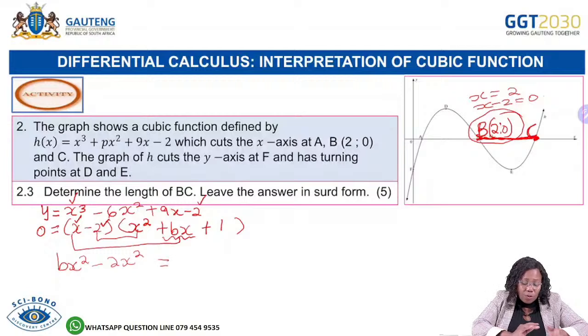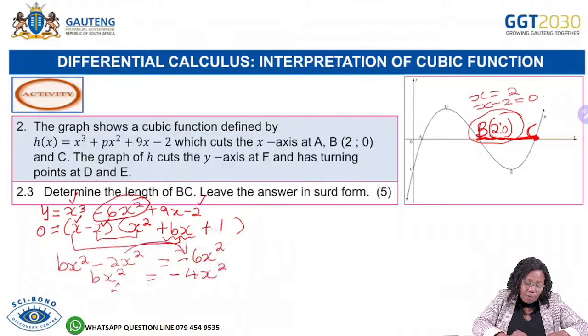And then after finding only those two, you equate it to the x squared term in your expression, minus 6x squared. So bx squared, we transpose minus 2x squared to the right hand side, it will be plus 2. And then minus 6 plus 2 is minus 4x squared. Therefore, b is equal to minus 4. So this trinomial, basically, it will be 0 equal to x minus 2 times x squared minus 4x plus 1.